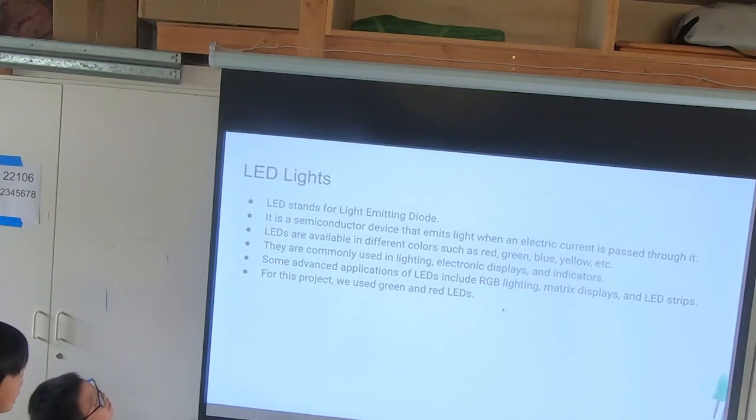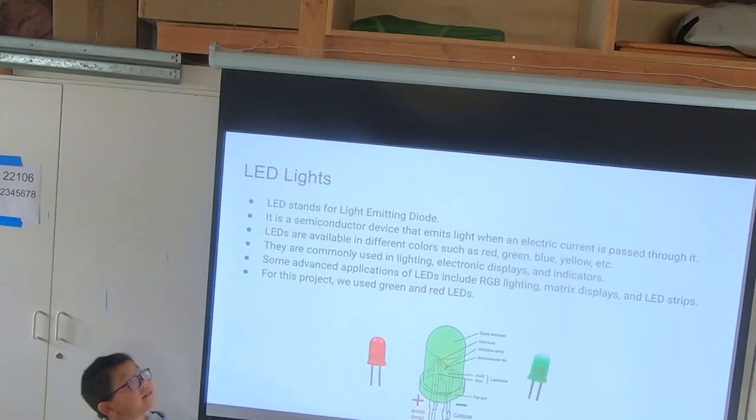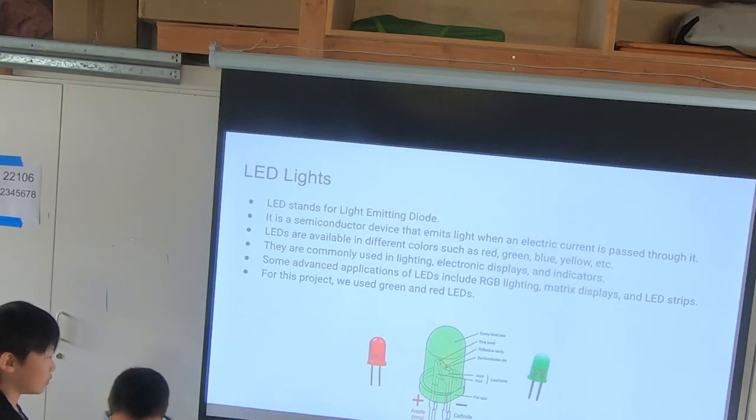It covers the LEDs. LED stands for light emitting diode. It is a semiconductor device that emits light when an electric current is passed through it. LEDs are available in different colors such as red, green, blue, yellow, etc. They are commonly used as lighting, electronic displays, and indicators. Some advanced applications of LEDs include RGB lighting, matrix displays, and LED strips. For this project, we used green and red LEDs. And that's it.